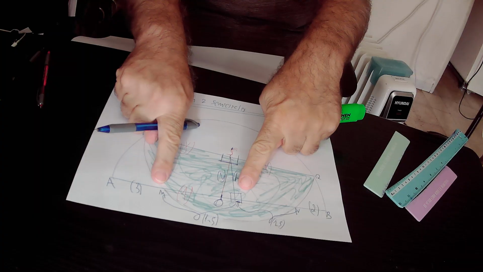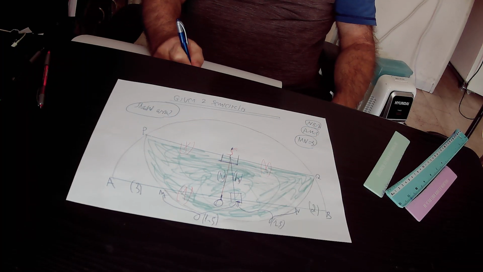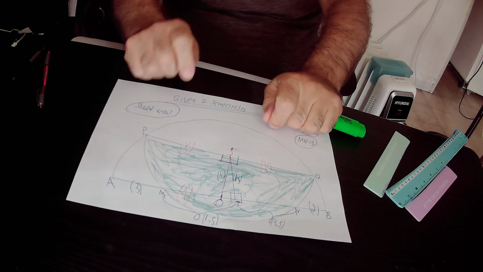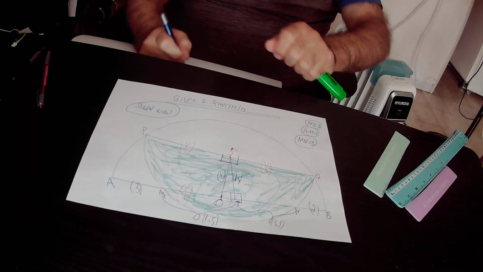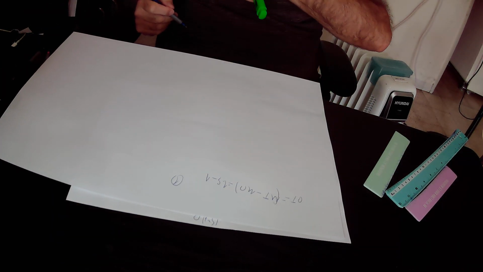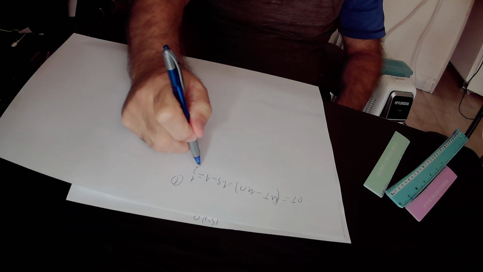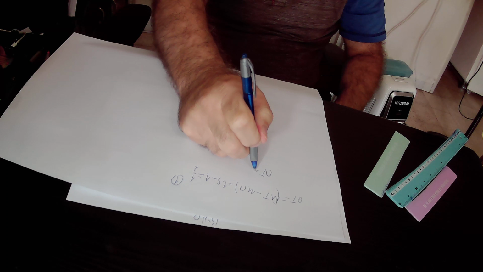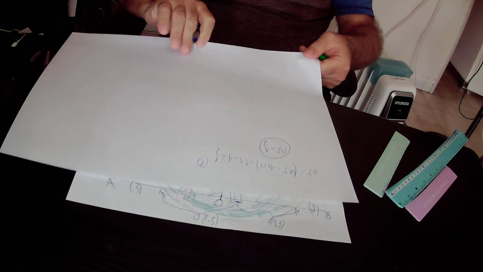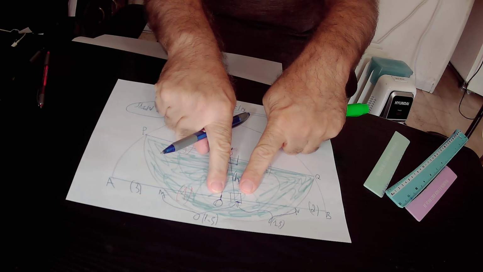MT is 1.5, minus MO, which is 1. So in total, we find that the short line segment OT equals 1.5 minus 1, that is 1 half. OT equals 1 half unit in length.